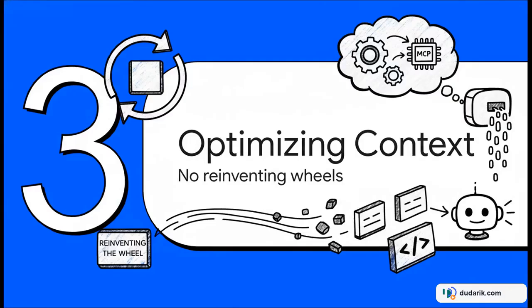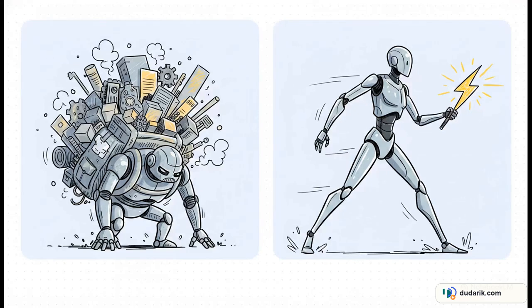Which brings us to Section 3, optimizing MCPs and context. It is time to stop reinventing the wheel with heavy servers. This is where ECC really shines. It swaps out those all-or-nothing heavy MCPs for selective, super lightweight CLI-backed skills. And the best part? They cost literally zero token bloat.